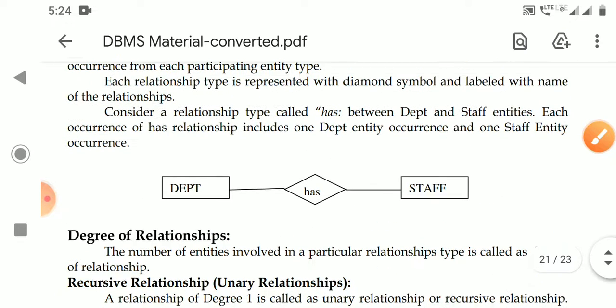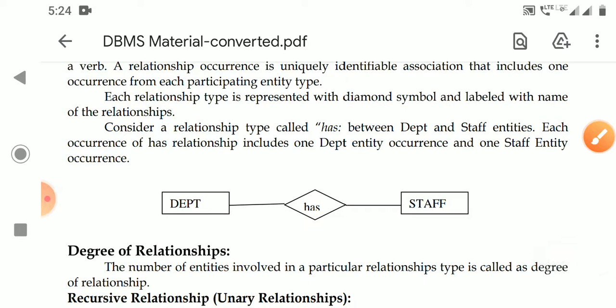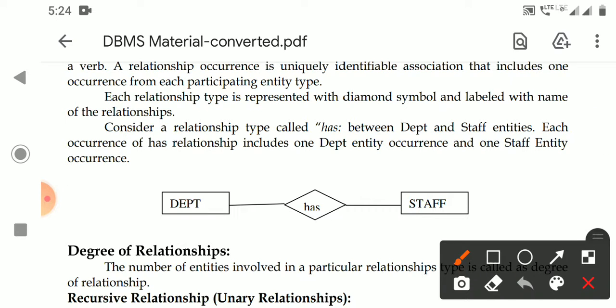Generally in an ER diagram, the entity relationship diagram, the relationship is represented with a diamond symbol.